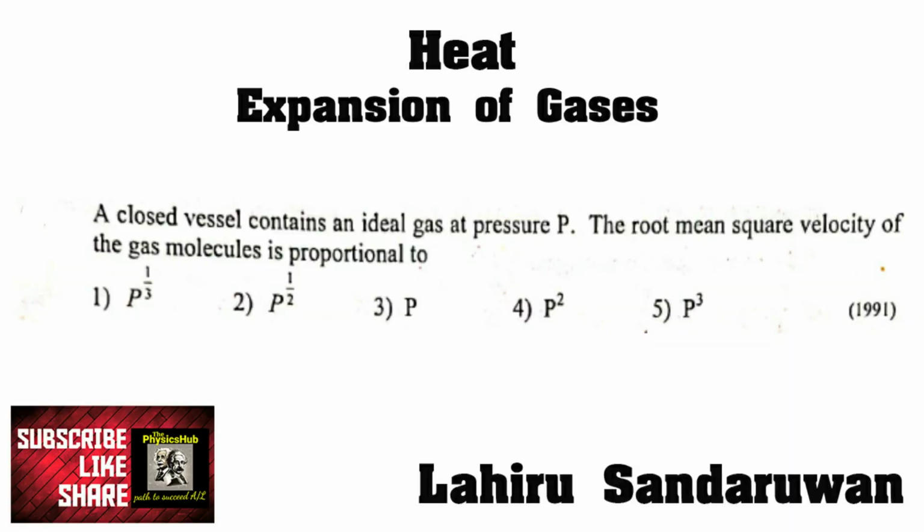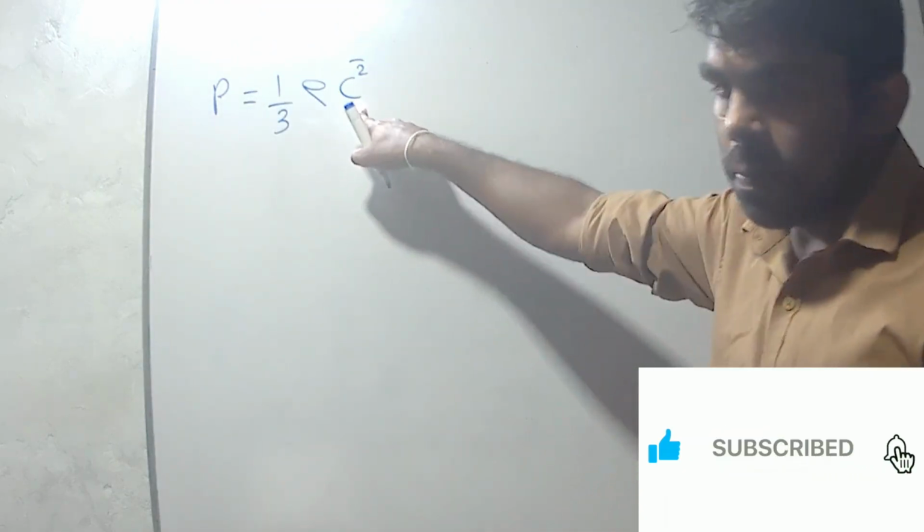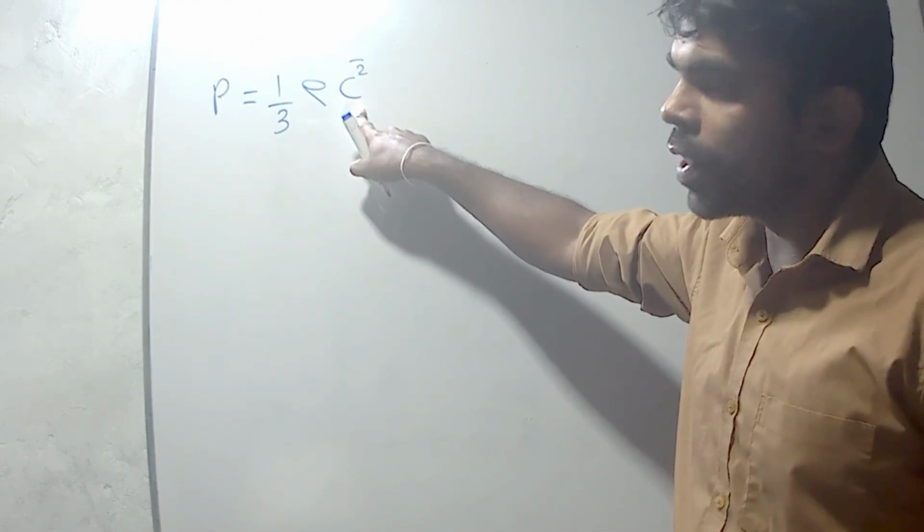A closed vessel contains an ideal gas at pressure P. The root mean square velocity of the gas molecule is proportional to what? We can remember the equation between pressure and root mean square: P equals 1 over 3 rho C square bar. C square bar means mean squared velocity.